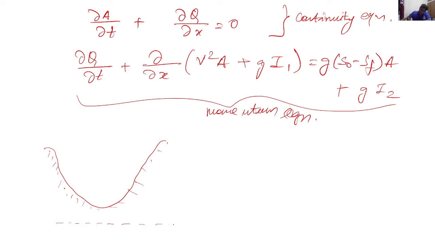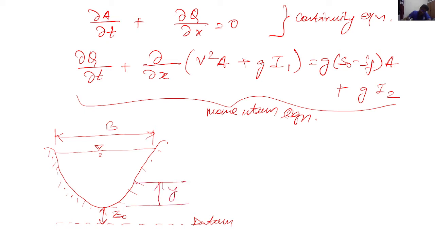Let us suppose the datum is here. So the datum head till the bottom of the cross section will be z naught. Let us suppose this is the free surface level where the top width happens to be capital B. Let us suppose this is y. So this would be d minus y, because we are always using the same notation.